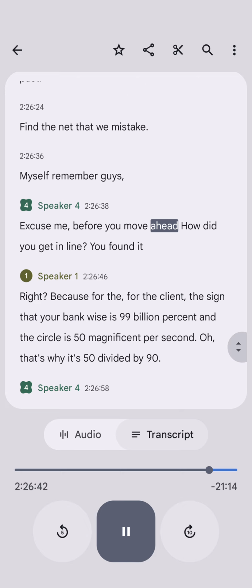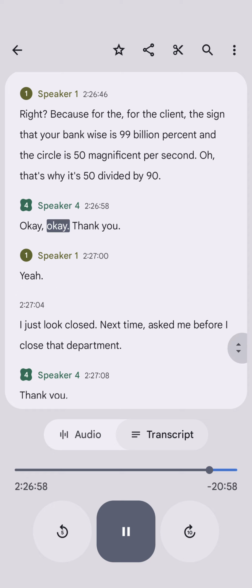Excuse me, before you move ahead, how did you get the 5 divided by 9? Because for the client side, your bandwidth is 90 megabits per second, and the throughput is 50 megabits per second. Oh, that's why it's 50 divided by 90. Okay. Thank you.